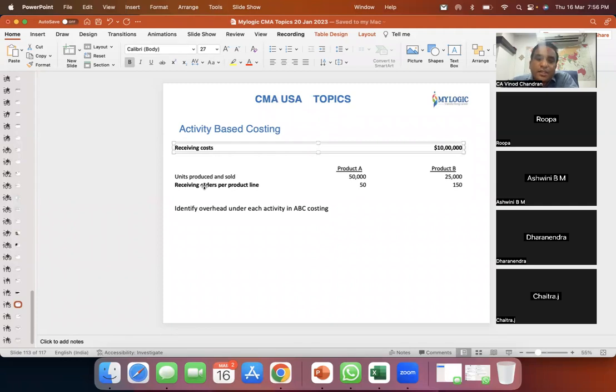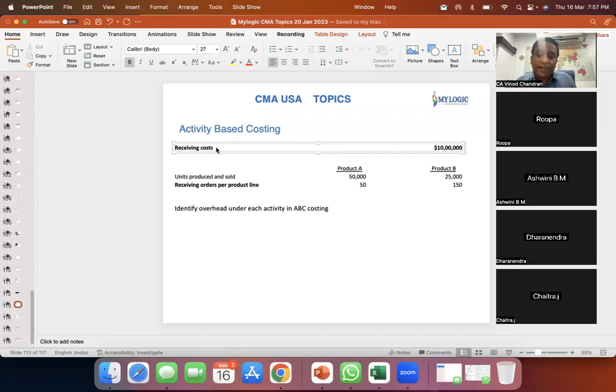Now, if we look at that, we realize that the overall overhead, the receiving cost is an overhead, in agreement. The overall overhead is something called 10 lakhs. Against that, product A and B, under product A 50 times received, under product B 150 times received. Overall cost is 10 lakhs. You should be able to visualize, okay? Under product A, 50 times orders came. Product B, 150 times. Overall cost incurred is 10 lakhs.